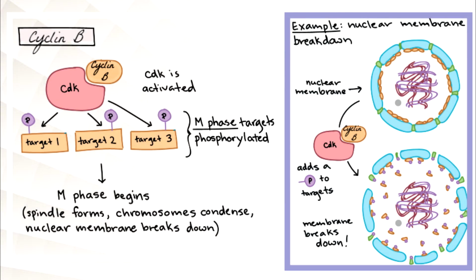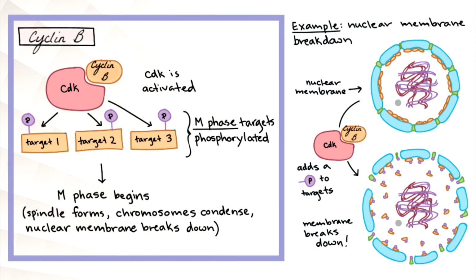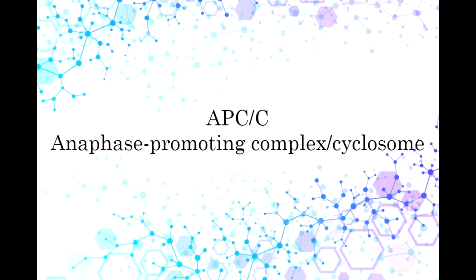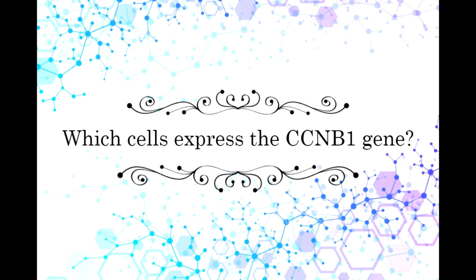The MPF complexes add phosphate tags to several different proteins in the nuclear envelope, a part of the nucleus, resulting in its breakdown, and also activate target proteins that promote chromosome condensation and other M phase events. In addition to driving the events of M phase, MPF also triggers its own destruction by activating the anaphase promoting complex cyclosome, APCC, a protein complex that causes cyclin B to be destroyed starting in anaphase, the third stage of mitosis.